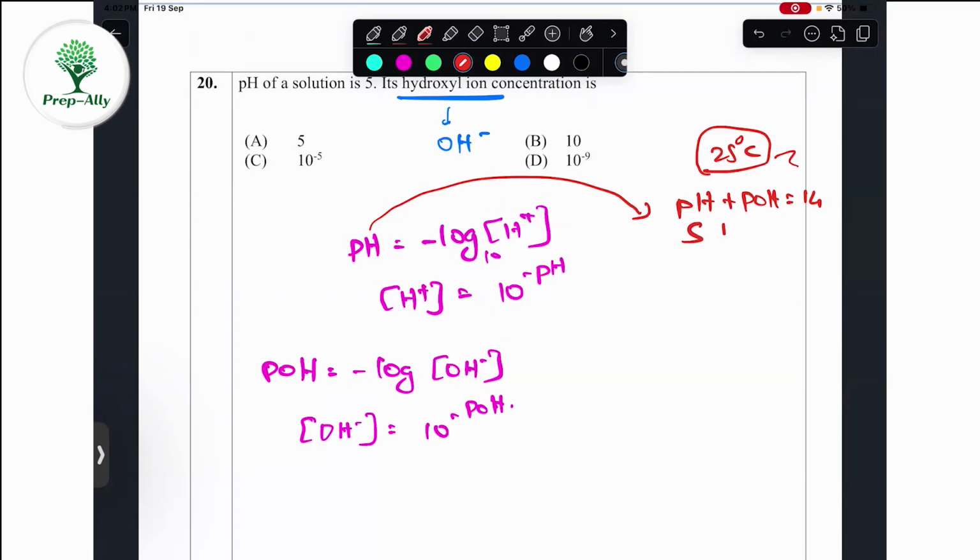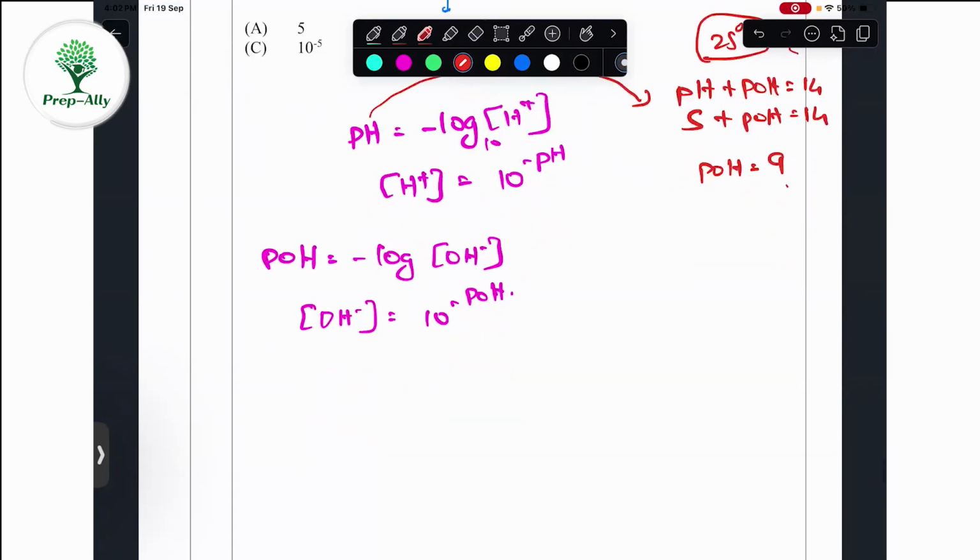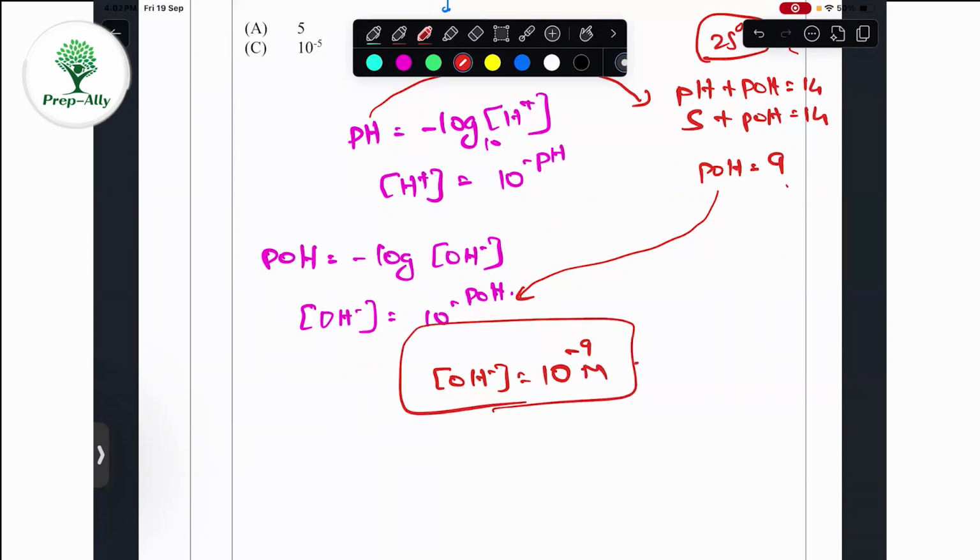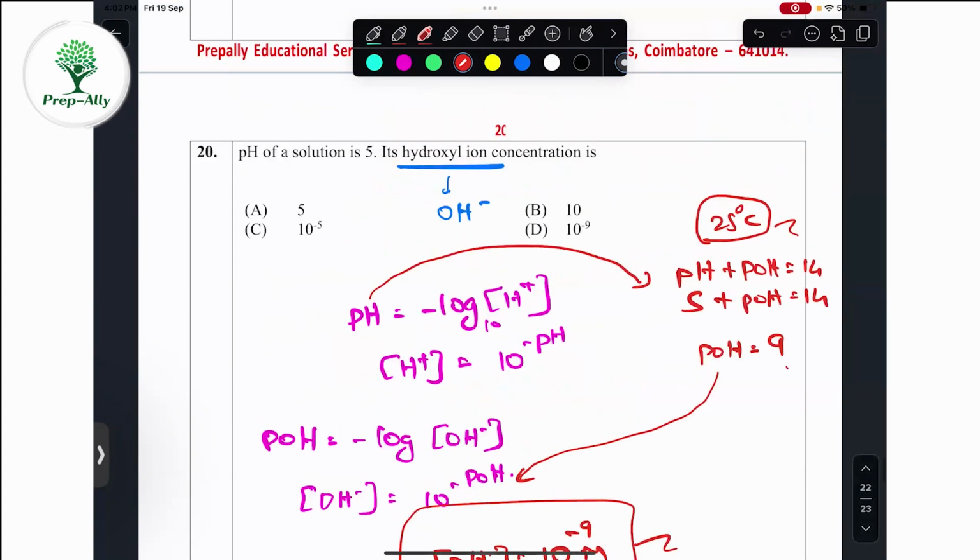So pH is 5, pOH we have to find from 14. Then pOH is equal to 9. Put it here. You will find the hydroxyl ion concentration, right? 10 power minus 9 molar. So answer is going to be 10 power minus 9, D. That's all.